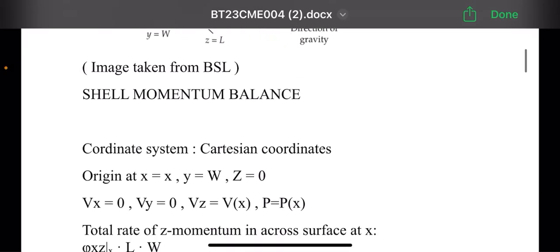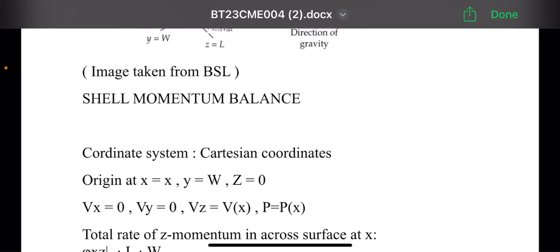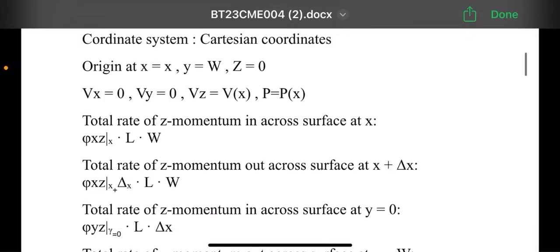We will take some assumptions: the velocity in the x direction is 0, the velocity in the y direction is 0, and there is velocity only in the z direction, which is a function of x. We have pressure which is also a function of x. As we have velocity only in the z direction, we will take only the z momentum balance.